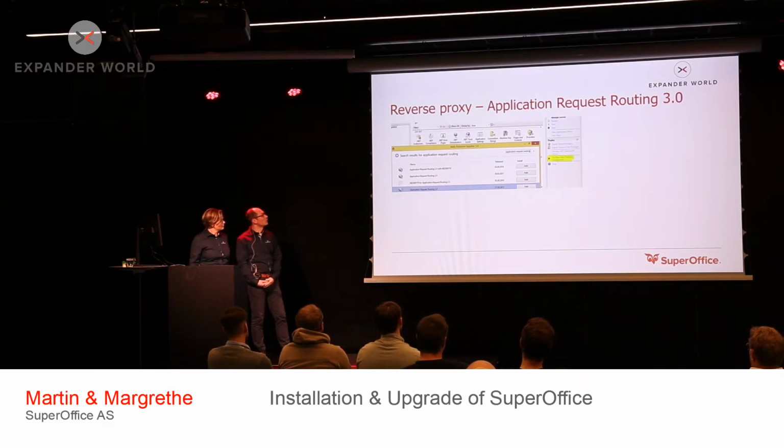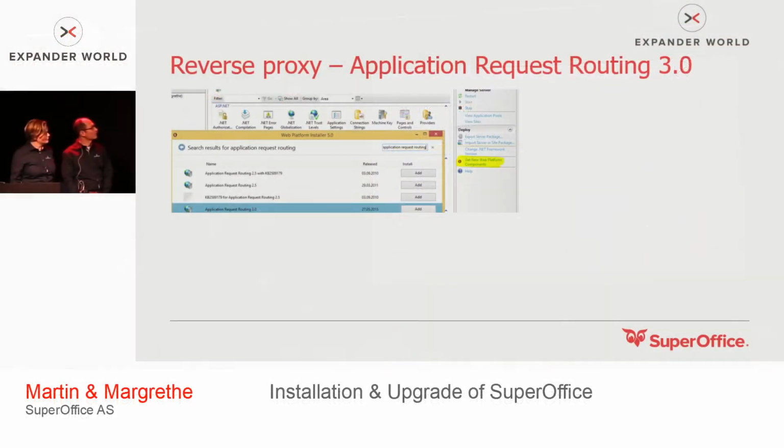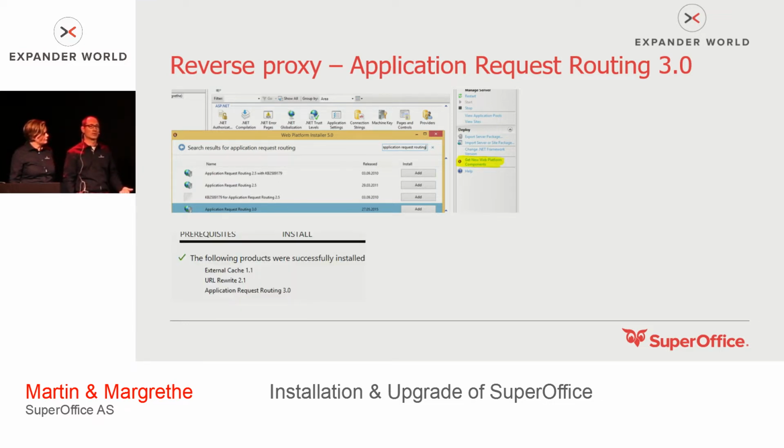So if you want to use reverse proxy, we have to do a few steps to get it installed. First, go to IIS Manager and click on the right hand side, get new web platform components. That will take you to a website where you will download a program which is actually an extension to IIS Manager. It's called the Web Platform Installer.